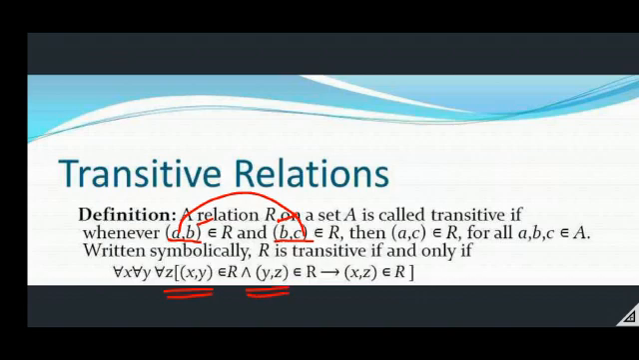You can see here (x, y) belongs to R, (y, z) belongs to R. You can see the second element of the first ordered pair and the first element of the second ordered pair are the same. With this I get that (x, z) is also an element of R, then the relation is said to be a transitive relation.